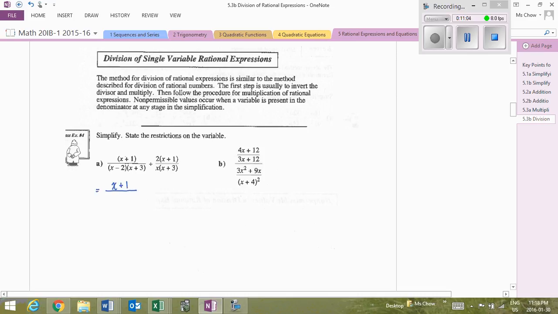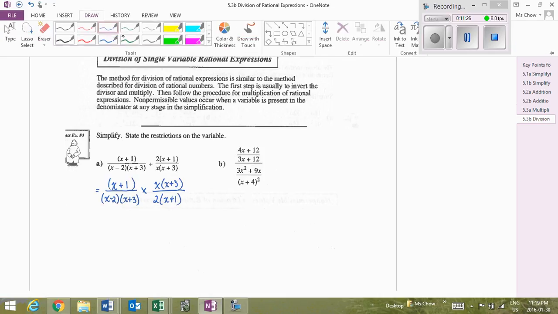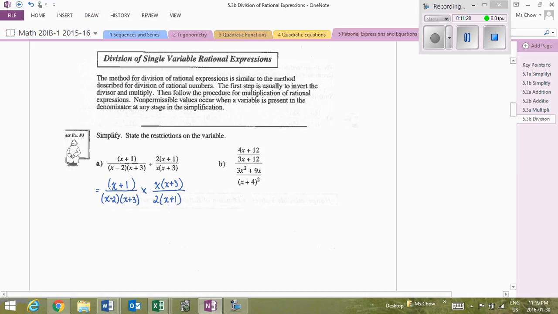so this flips, so x plus 1 over x minus 2 times x plus 3 times 2 times, whoops, didn't reciprocate, x over x plus 3, x times x plus 3 over 2 times x plus 1. So at this point, then everything is factored. So we've got x plus 1 over x plus 1 is 1 over 1, and x plus 3 over x plus 3 is 1 over 1.